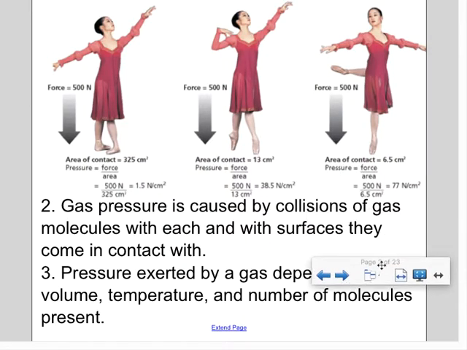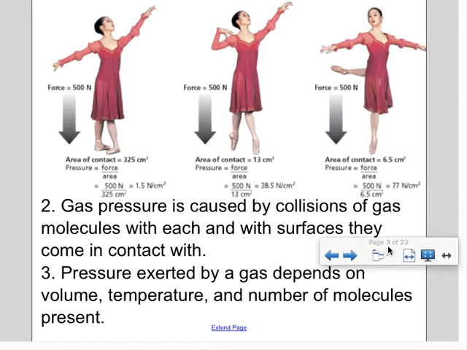So here's a ballerina that I think your book uses as an example, and I just kind of broke it down. Now remember, pressure with gas is brought on by collisions of gas molecules with each other as well as the surfaces that they come in contact with. So if you take a balloon and you blow air into that balloon, the air molecules inside the balloon are colliding with each other. They're colliding with the surface inside the balloon to keep that balloon inflated. So it's actually gas pressure that's keeping that balloon inflated.